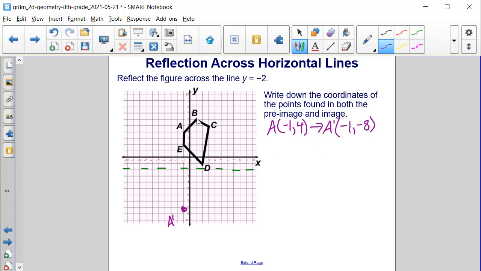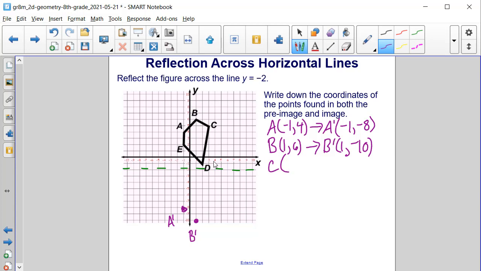Now let's look at B. Point B is at 1, 6, and point B prime, let's count to get there: 1, 2, 3, 4, 5, 6, 7, 8. Here's where B prime is going to be, and that is at 1, -10.